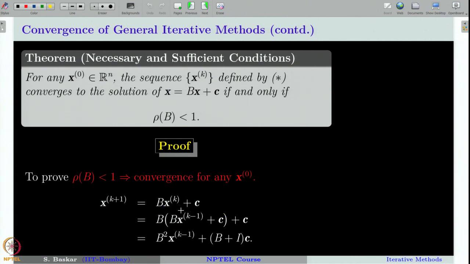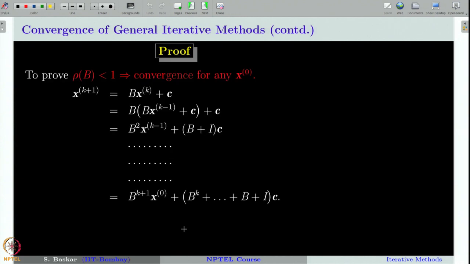Now, with a simplification, you can write this expression as B square x k minus 1 plus, clubbing these two terms, (B plus I) into c, right? Once you have this, again you can apply the same expression for x k minus 1. In that way, you can keep on going like this till you hit the last step of x naught. At that stage, you will have B^(k plus 1) into x naught, and the second term would have become the finite sum B^k plus B^(k minus 1) plus up to B plus I into c, right? Now we have this nice form for x k plus 1.